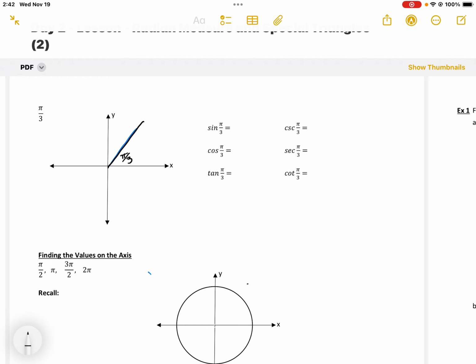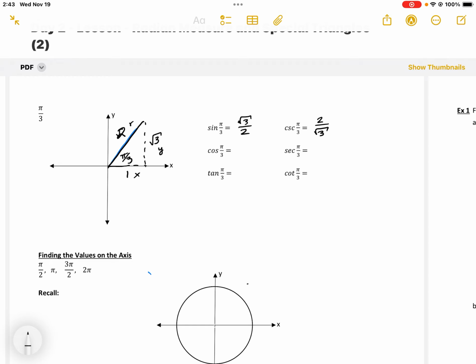So when I set up my triangle, my opposite side now is root 3. This is my y component. My adjacent side is 1. This is my x component. And then my hypotenuse is 2, which is my r component. Sine is the opposite over hypotenuse, or y over r, which is root 3 over 2. The reciprocal of that, or cosecant, would be 2 over root 3.